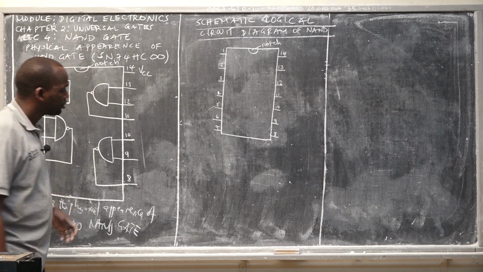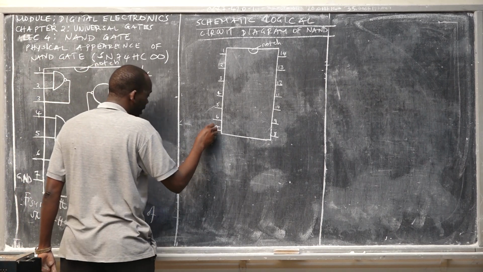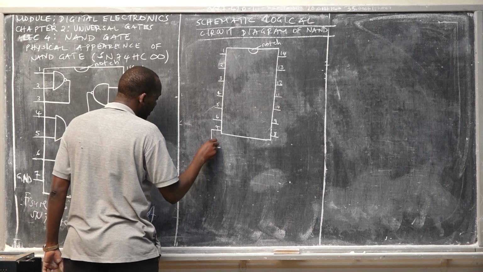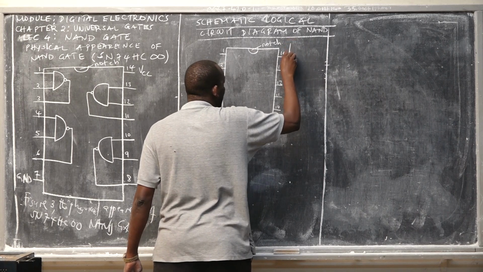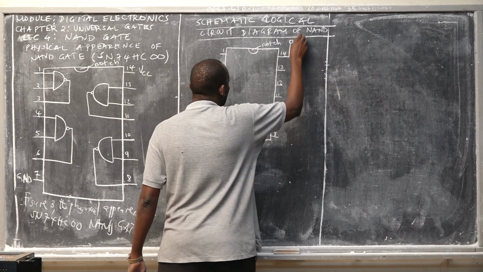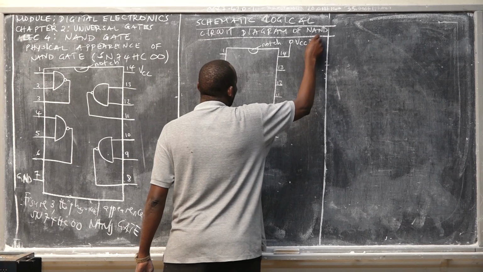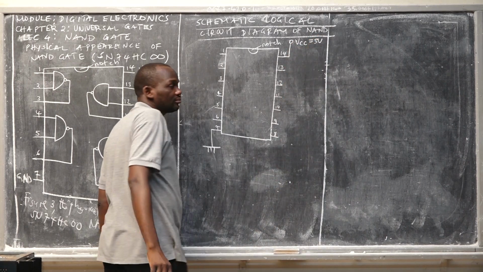Okay? So, first of all, we have to supply power. So, we have to connect pin number 7 with common ground. But also, you have to supply power. So, you have to supply VCC, which is 5 volts, to this pin.